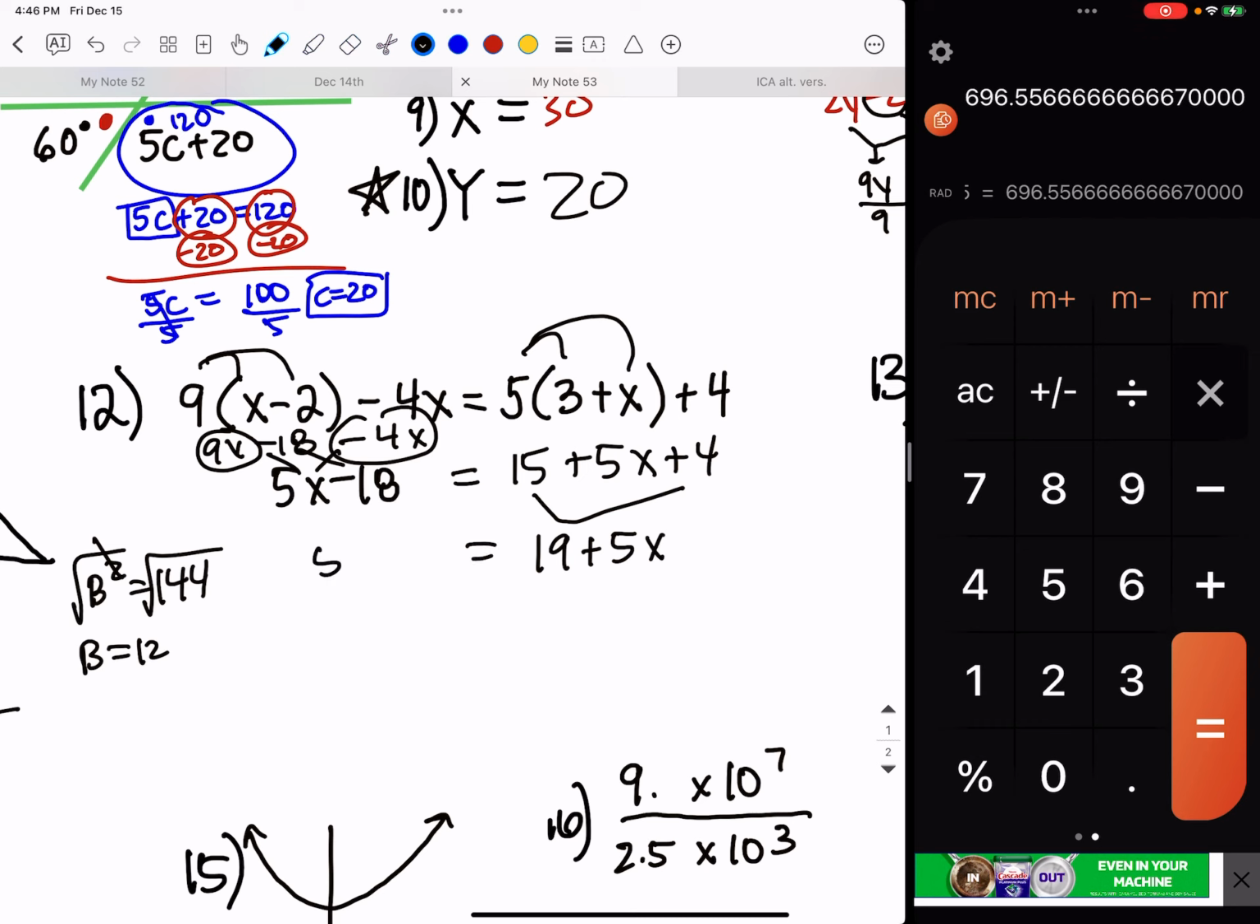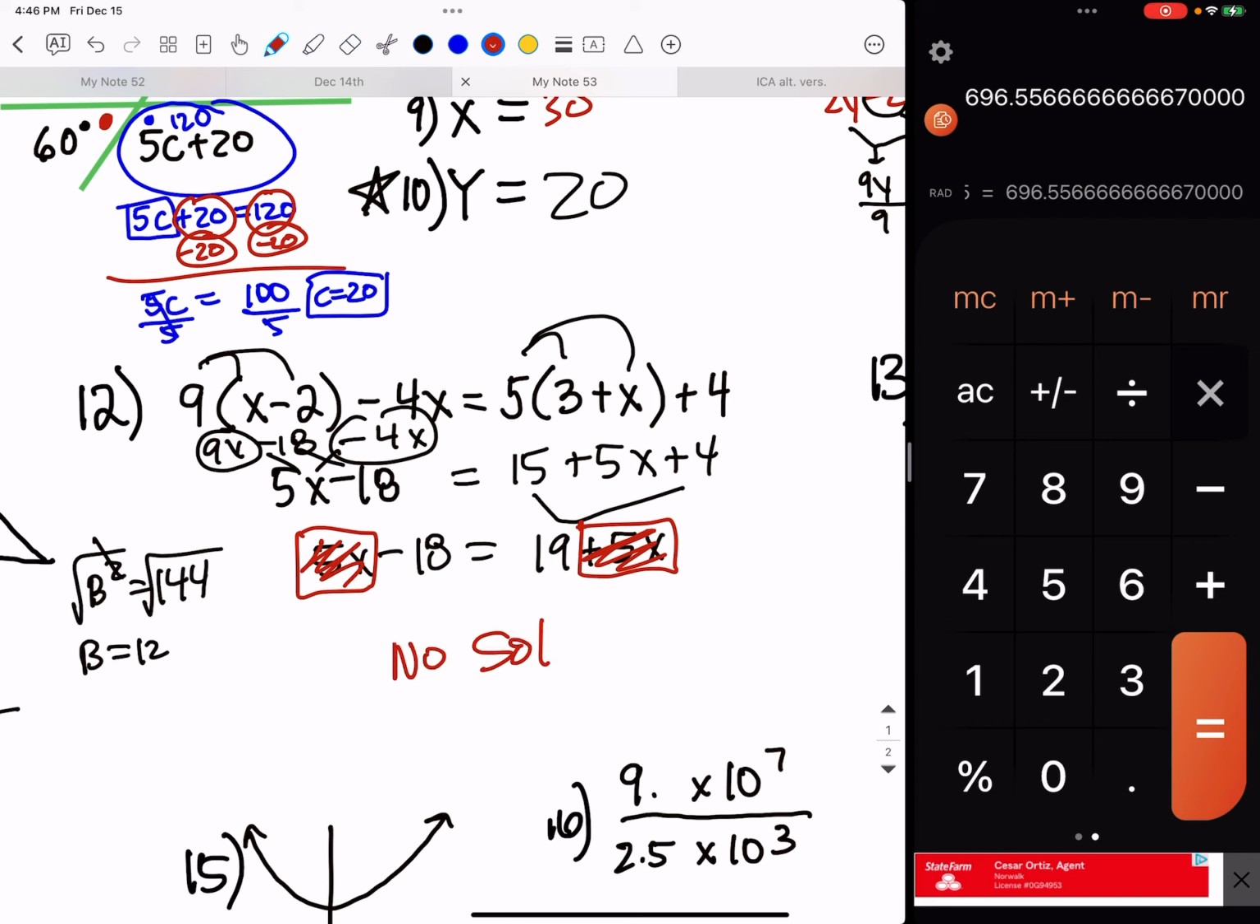Over here we have 5x minus 18. Whenever I see the same amount of x's on both sides, I know they're going to get rid of each other. 5x's and 5x's are just going to cancel each other out. So we have -18 equals 19, which is no solution.